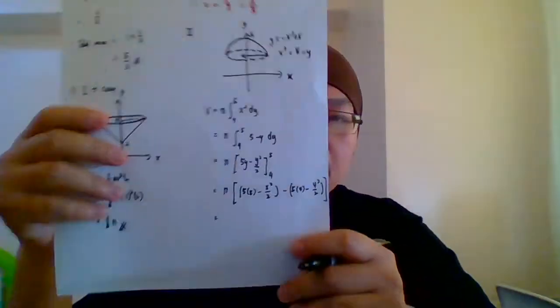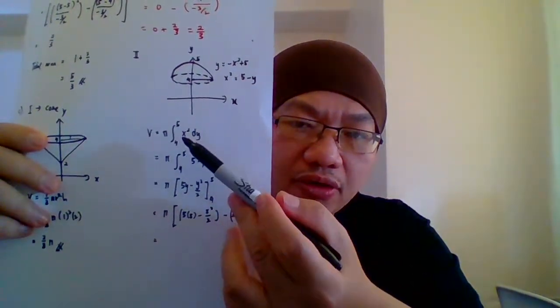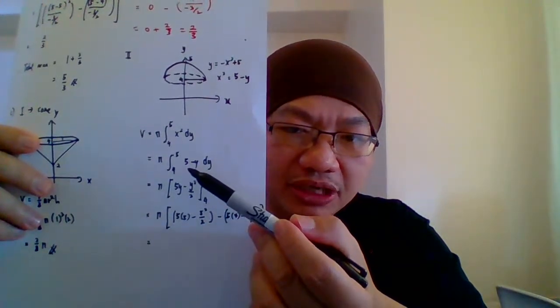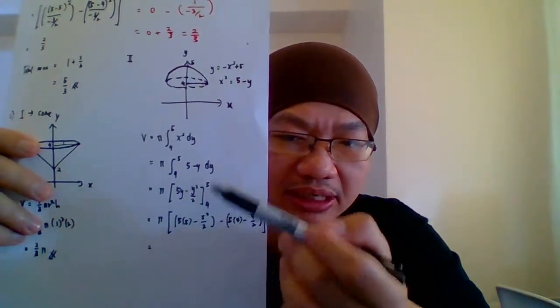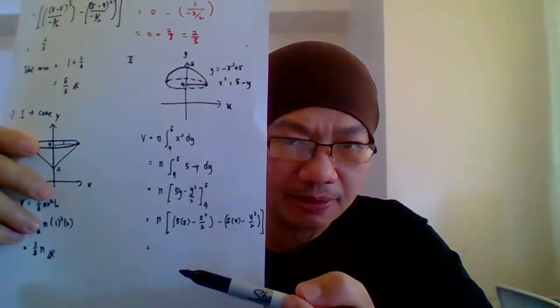Okay, now this is the second region. The second region, integrate 5 to 4 x squared dy. This one we substitute the x squared and we do the normal integration. We got this and substitute the limits 5 and 4 here. Then we got the answer.